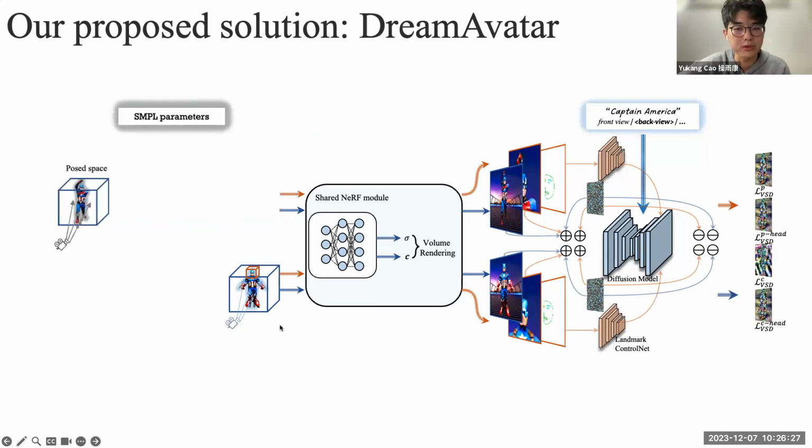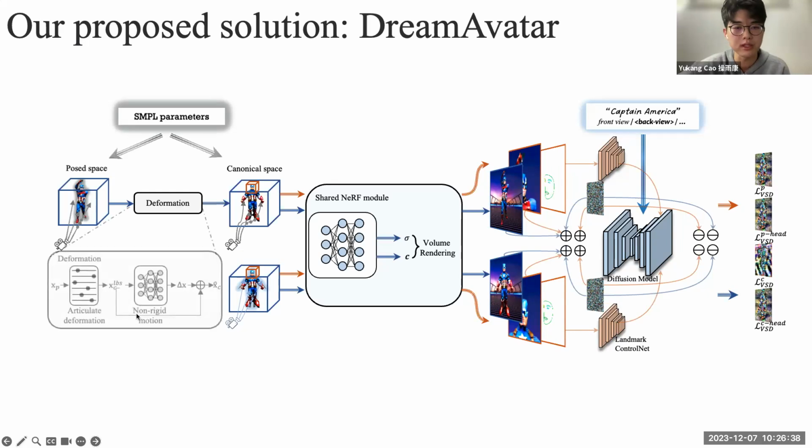Now the problem becomes how to build connections between these two spaces. We build a deformation field, which consists of articulated deformation and non-rigid motion, to transfer points in the pose space to the canonical space. We now build their connection, and the network can be optimized iteratively until reaching the final result. We can distill the well-learned high-quality texture and geometry from the canonical space to the pose space. We can also use the deformation to more robustly control the generation of the canonical space.